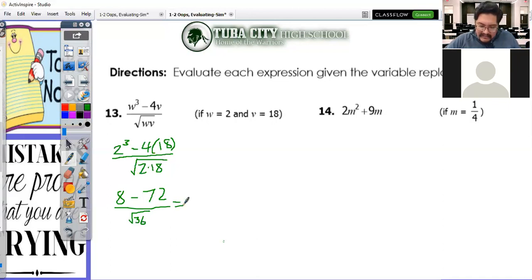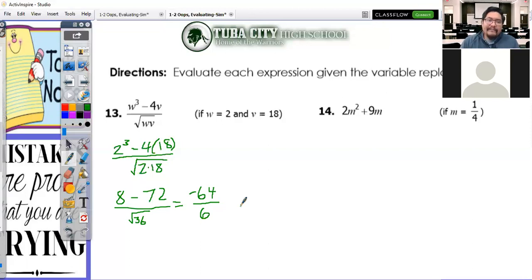All right, 8 minus 72, and that would be -64. So it looks like we're going to have a negative number here. And then 36, so square root of 36. So again, what 2 numbers can I multiply to get 36? Should be easy. 6 times 6 makes 36. So if we work backwards, we should get 6.